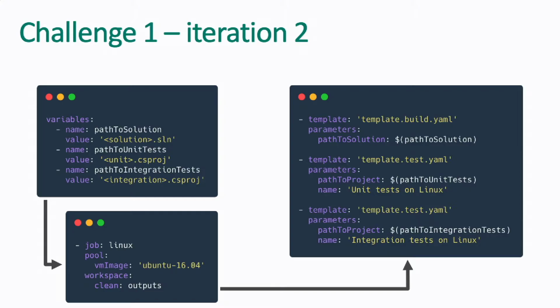So we said, okay, first go to the template one, which is called template.build.yaml, and execute it with these parameters. Then go to the template called test and execute it with these parameters. For example, we provide the path to the unit test and the name unit test on Linux. The third step is to use the same template as we used before, as you can see here. So that's again template.test.yaml, but with a different set of parameters.